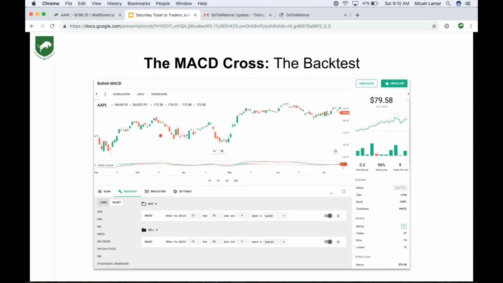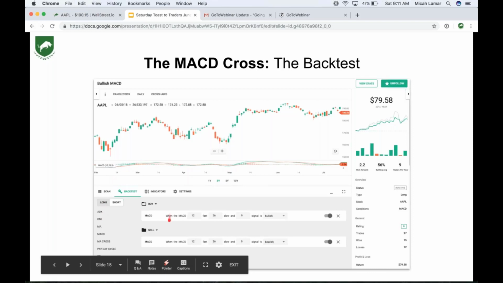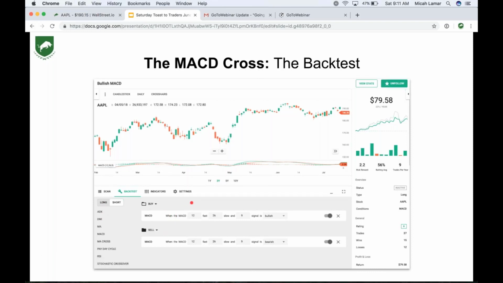Again, we've got a bunch of really great indicators that we could backtest at Wall Street AO, like ADX, DMI, any moving average, MACD, moving average crosses, the PayDay cycle, RSI, stochastic, stuff like that. So in order to backtest the MACD to see how well this has worked, we go ahead and just click on MACD. It loads up the buy and sell ticket here that we can analyze. And again, we're using just the 12, 26, 9 for our MACD.